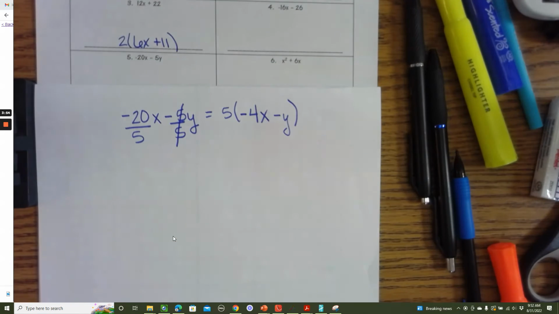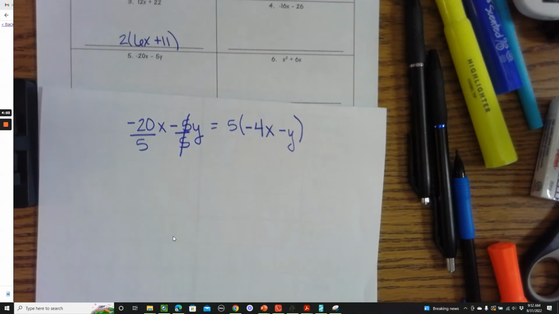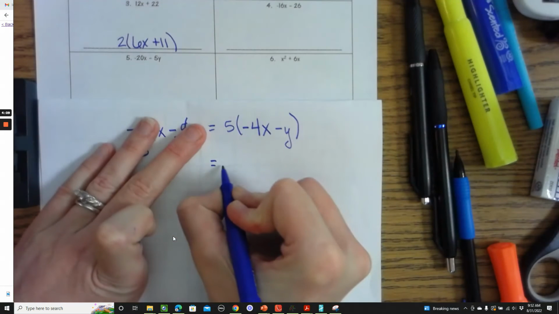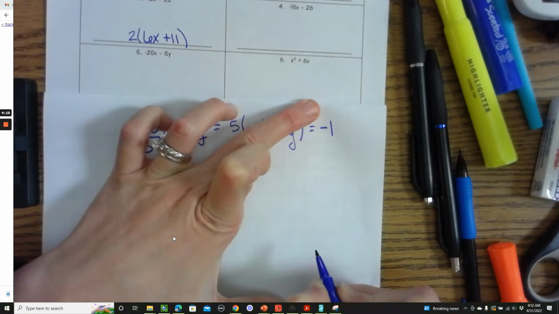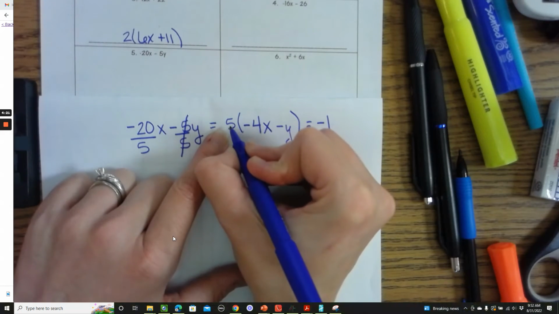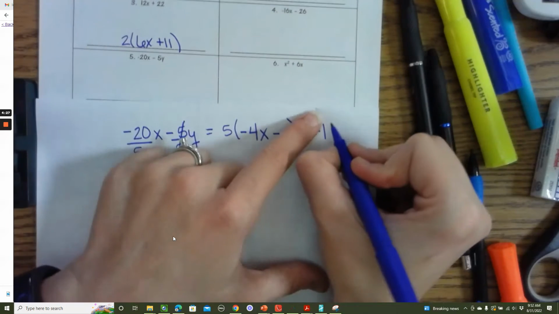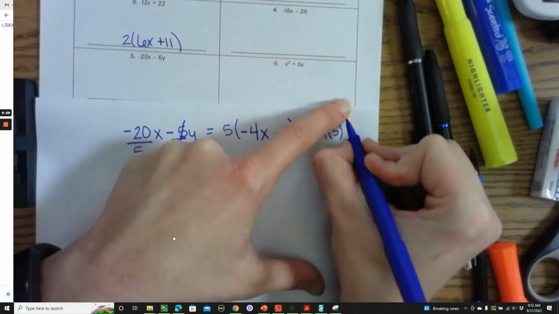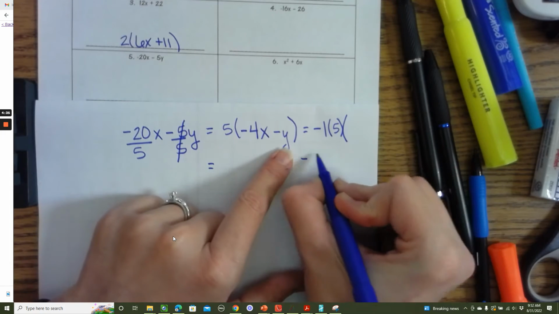Okay, this one is not fully factored. What do these terms, negative 4x and negative y, what do they have in common? The negative, which means I can factor out, let's do it this way, a negative 1. So to do that, I have to combine it with this. What's 5 times negative 1? Negative 5. So what this would look like would be something like this, and then you would open up parentheses. But if you simplify this down, negative 1 times 5 is a negative 5.